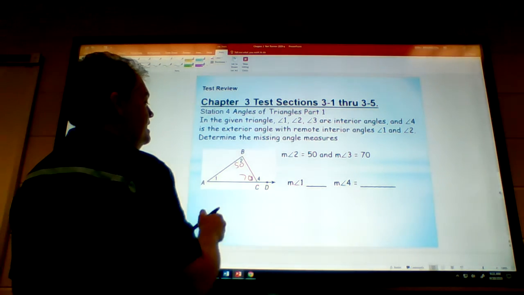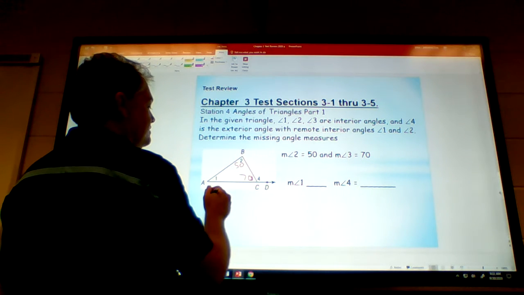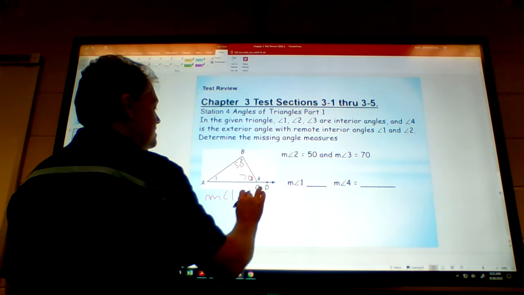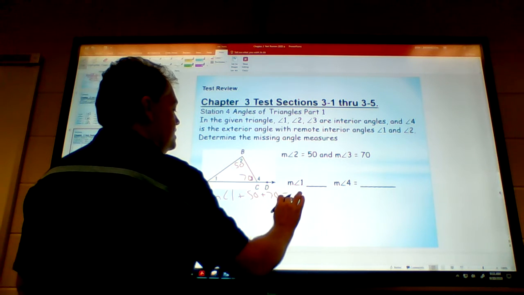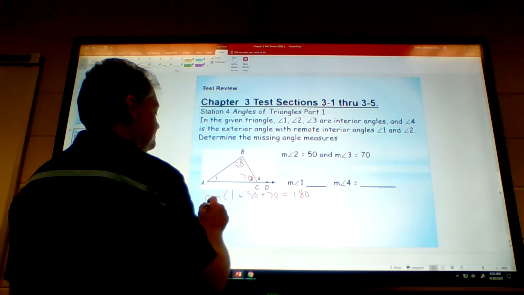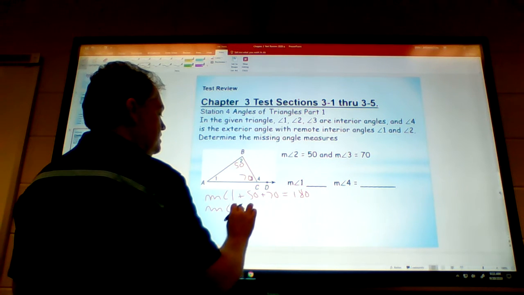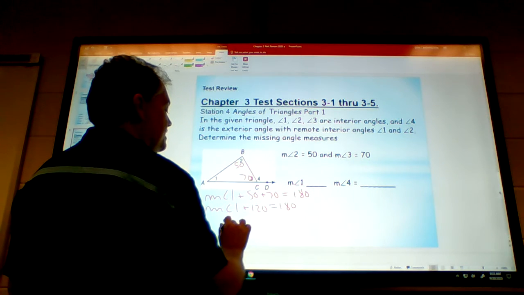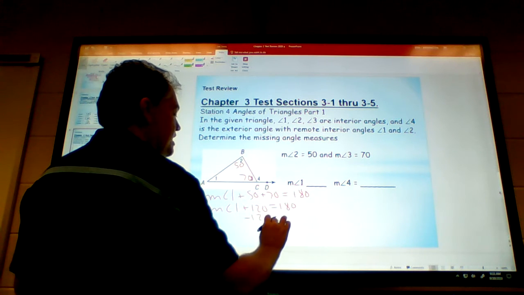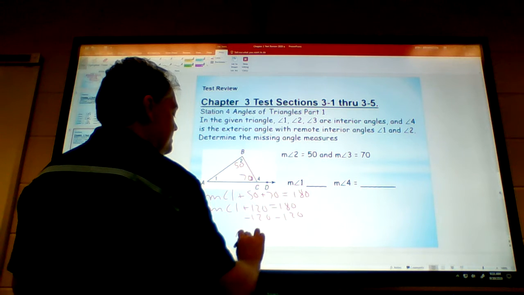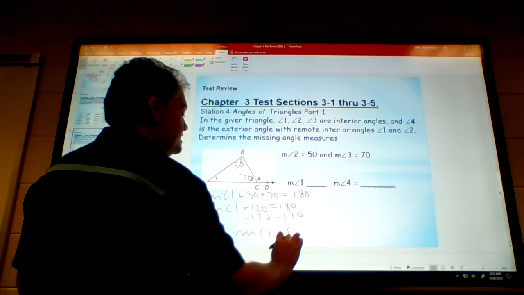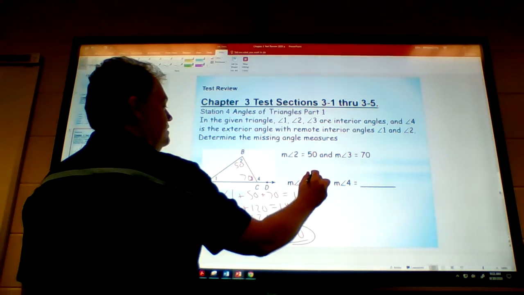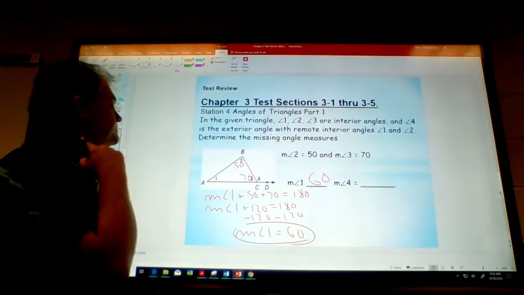Now, angle 1, we know, is the sum of all angles of any triangle is 180 degrees. So I know the measure of angle 1 plus 50 plus 70 equals 180. All right. So the measure of angle 1 plus 120 equals 180. And then when I do the subtraction, I get the measure of angle 1 equals 60 degrees. So angle 1 has a measure of 60 degrees.